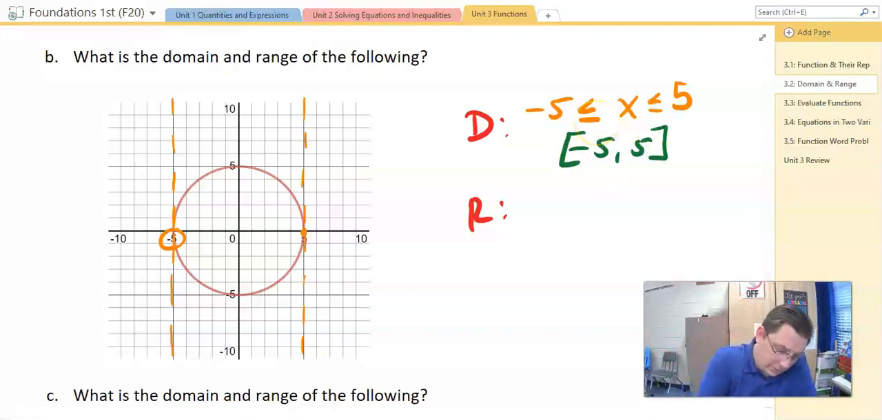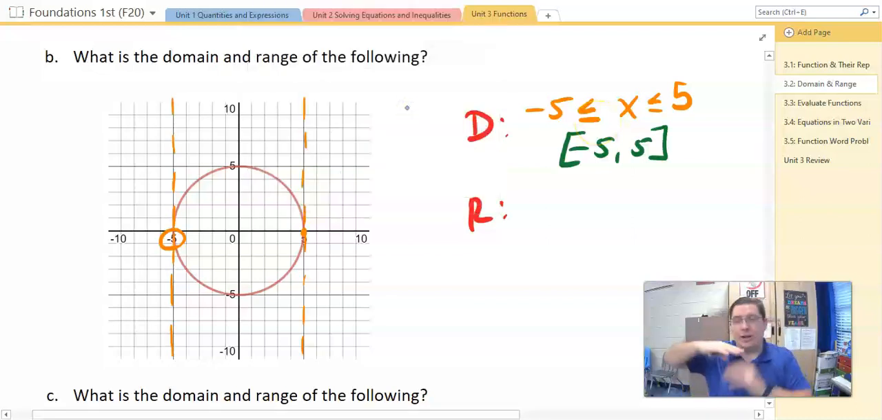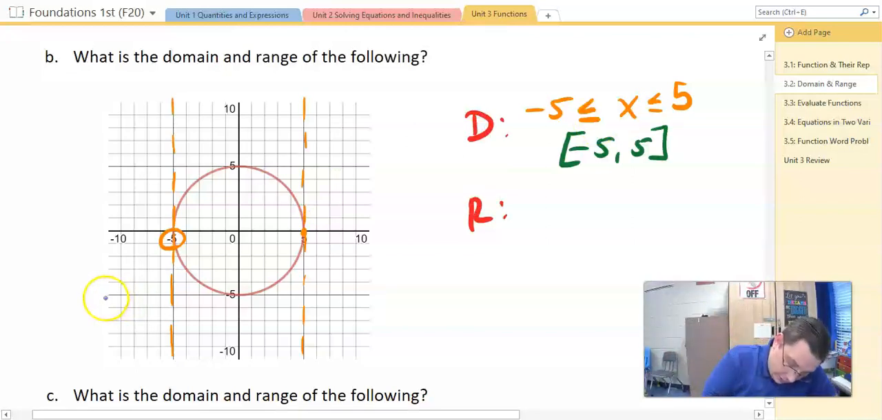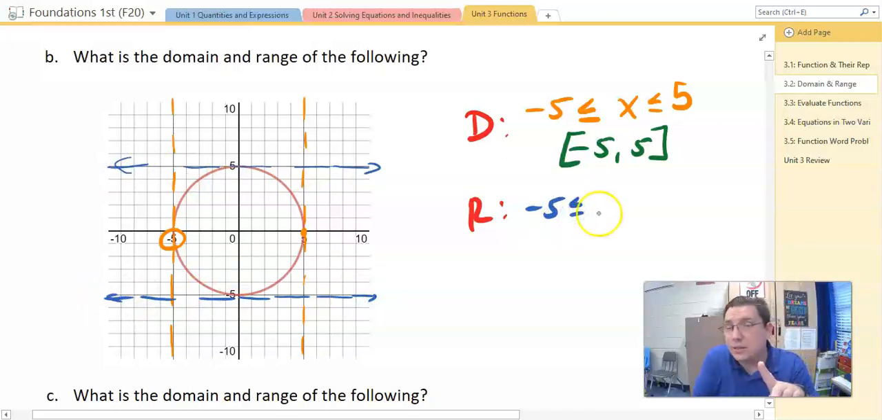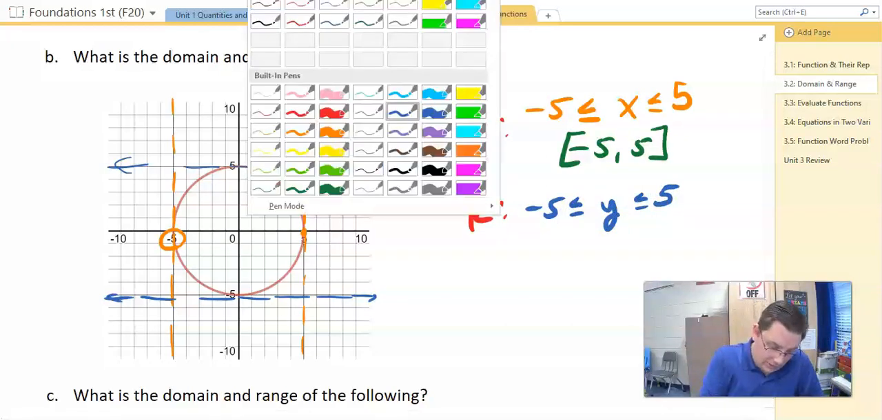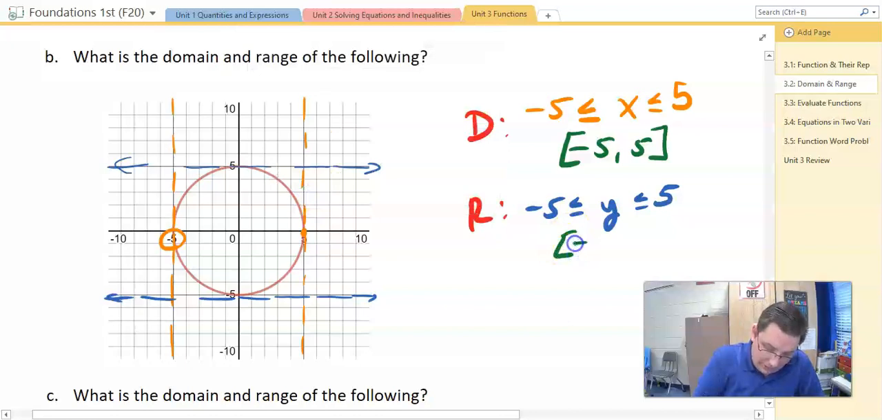All right, so what's the range? Range, we're going to do the same thing. We got to look at how far down on this graph we can go and how far up on this graph we can go. And so for the range, we see that it hits here at the negative 5, and it also hits here at the top at positive 5. And so it would be negative 5 less than or equal to, not x this time because we're dealing with range. Range is in y, and then less than or equal to positive 5. And then in interval notation, that is going to be the same that we had before, negative 5 to positive 5.